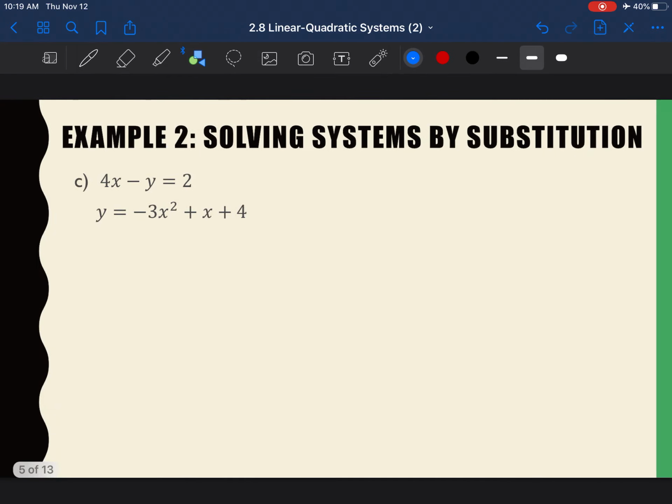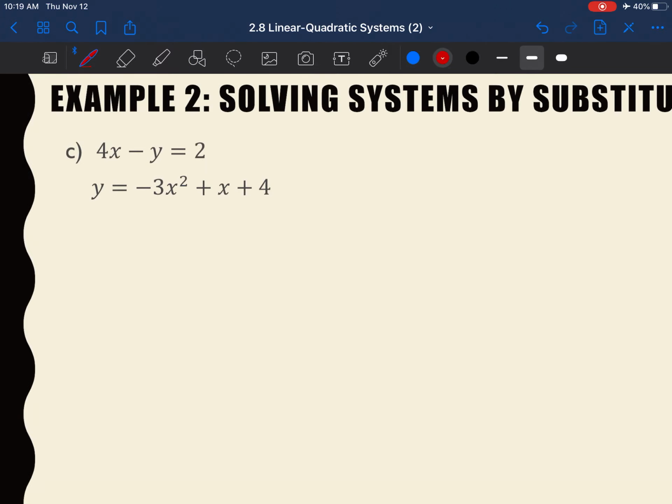Okay, another example. I just want to show you all the possible cases that might happen. So I just went over one that has 2 solutions, then the one that we just did had 1 solution. Some of them have no solution. It kind of just depends on the problem.